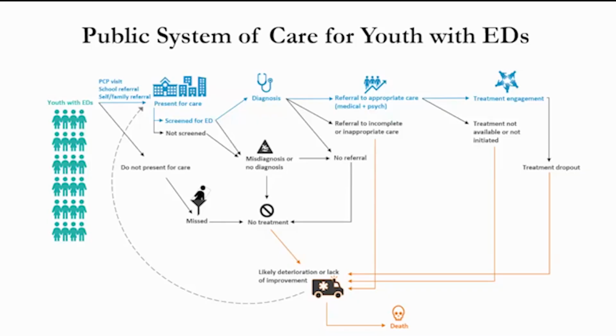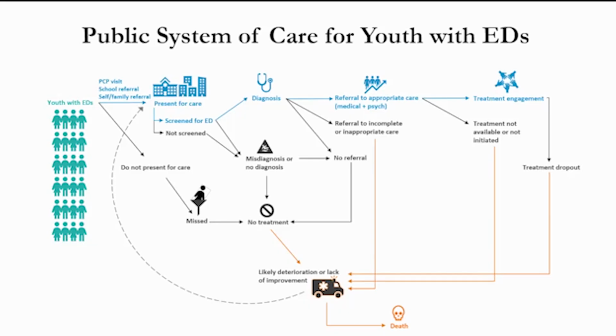So I sort of mapped out some of the various places where people can potentially fall off the continuum here in terms of accessing care. So we have on the left-hand side our kids with eating disorders. Some of them will present for care somewhere, whether at school, to their PCP, or they may self-refer for care. Some of them don't present for care and then they might be missed. But for those who present for care, some of them will be screened for an eating disorder, some of them will not. Of those who are screened, some of them will get an appropriate diagnosis, some of them will fail to get that diagnosis.